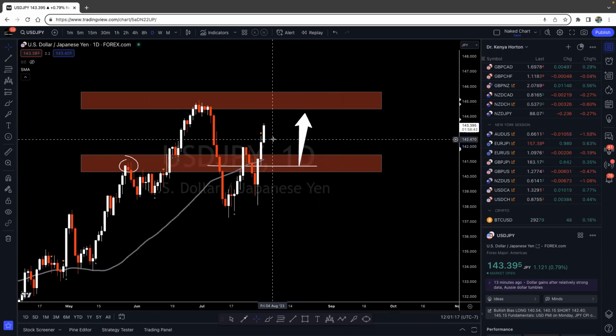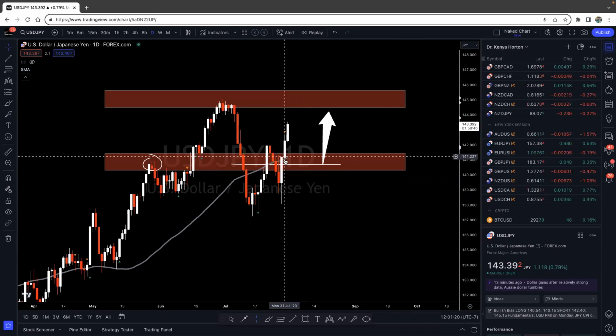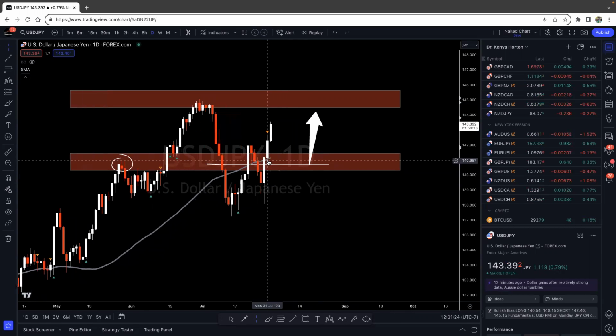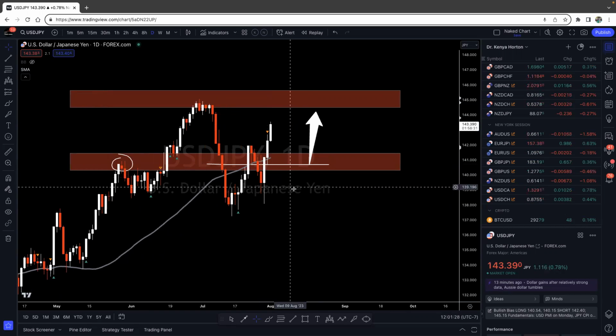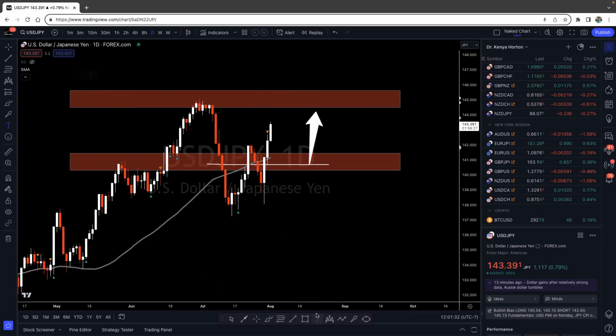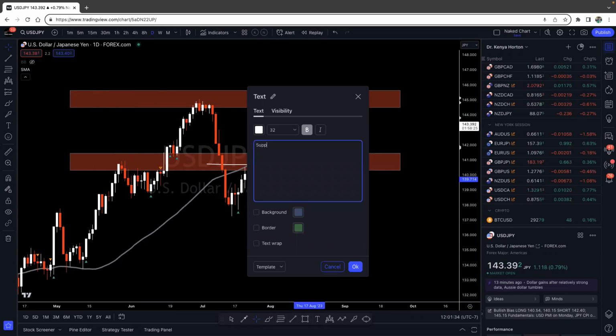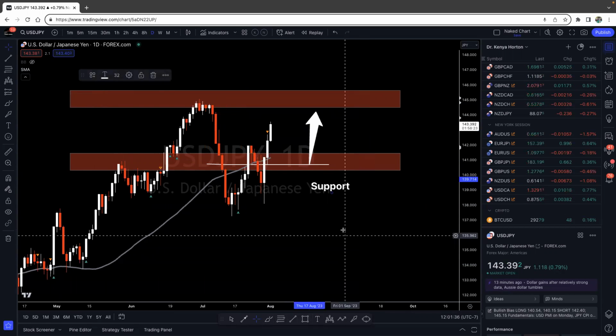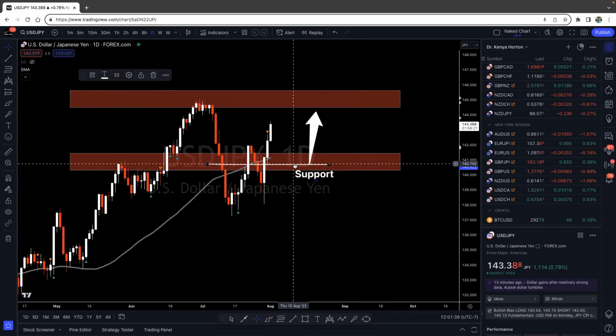So we want to see a pullback and then taking that to the upside, and you could take multiple targets. Now, where would you drop your stop loss? You could drop your stop loss below the 50-period moving average. You can drop it below this previous day candle here at 140.75. Comfortably, that fits your risk tolerance, but this is the support zone that you want to monitor. Price is in an uptrend, so we want to be considering long opportunities. So this is our support zone here.